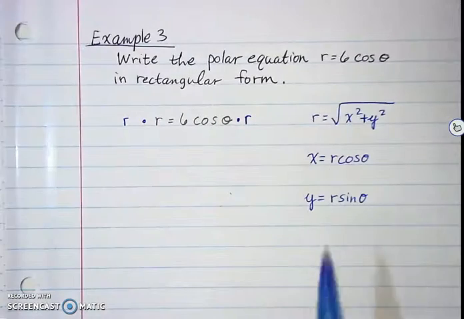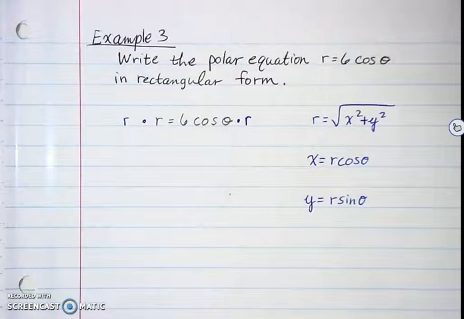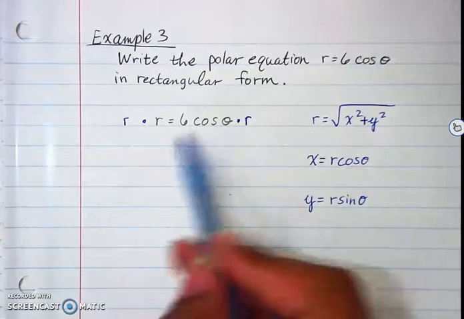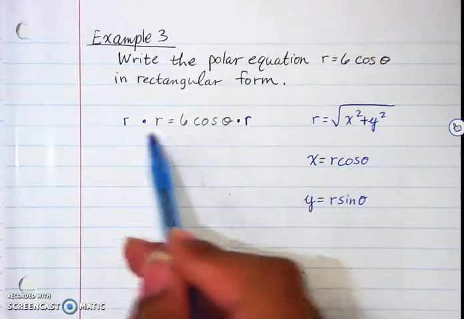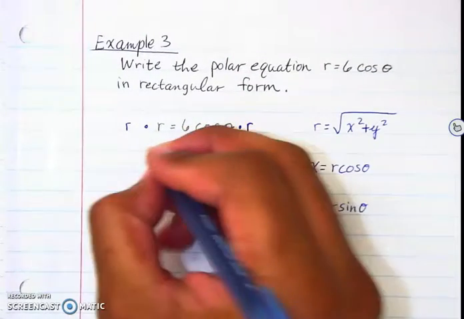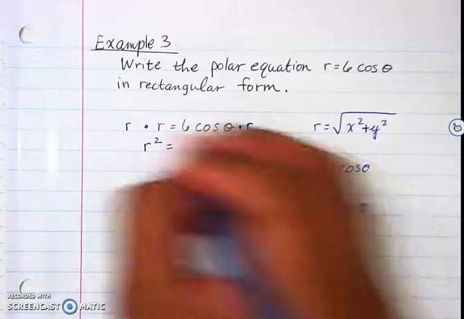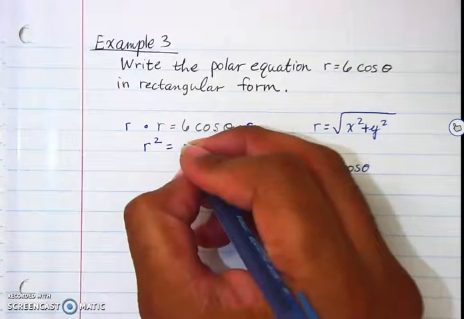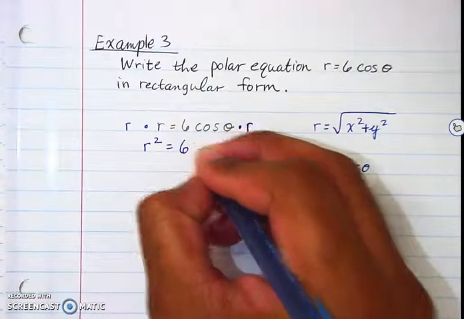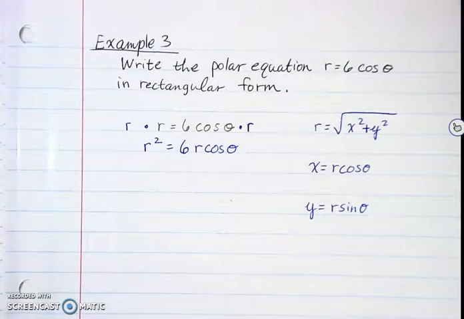That way we can have an r with the cosine here and do something with our x. Cosine is there, and the only thing we're missing is r, so we multiply both sides by r. As long as we do the same thing to both sides, it balances out the equation. On the left side, we have r squared, because r times r is r squared. And on the right side, we have 6r cosine theta.